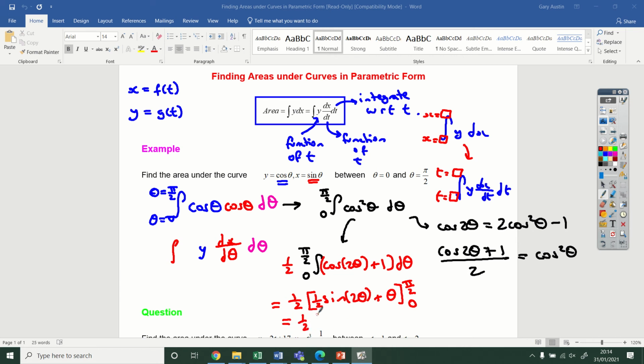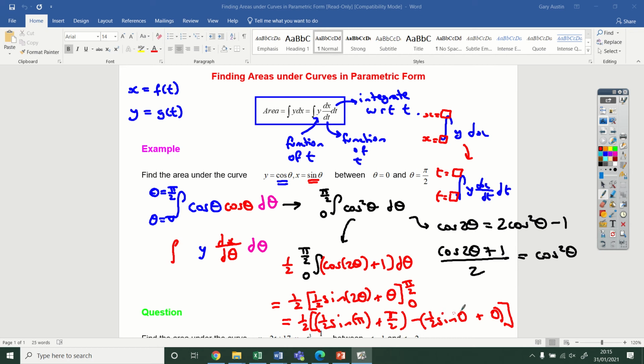So this is a half. And then a half times sine of 2 times my theta value, which is going to be pi. And then theta on its own is pi over 2. And then we're going to subtract the values we get when theta is 0. That's a half times sine of 0. And then that's plus 0. And then we can work that out.